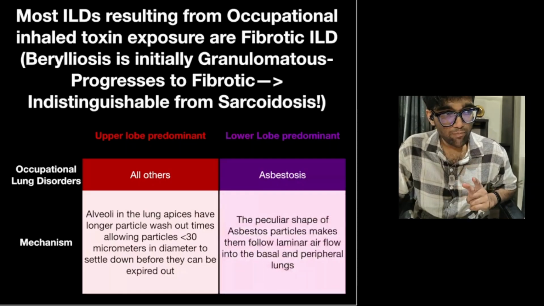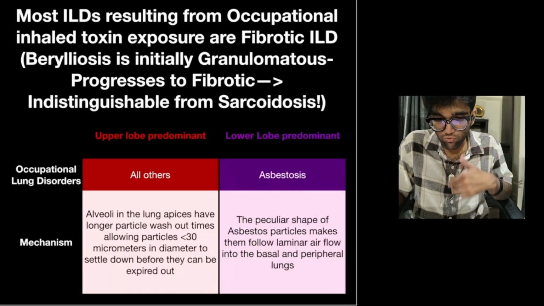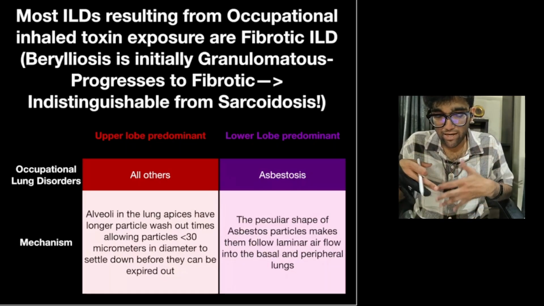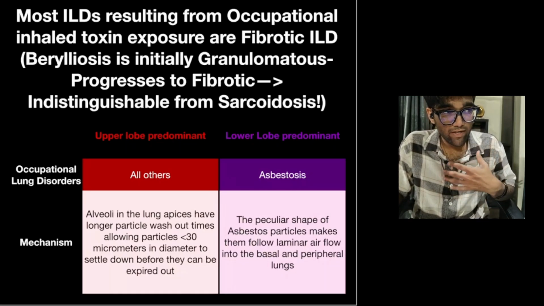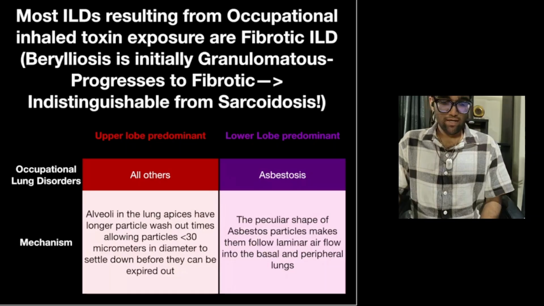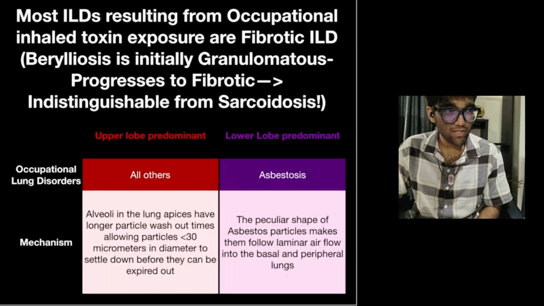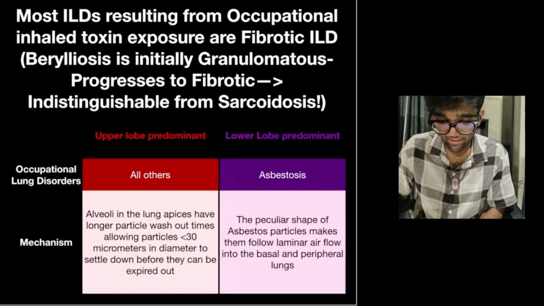Asbestosis is abnormal in this regard, because the particles have a very specific, very streamlined aerodynamic shape, and that causes them to follow the laminar airflow, and as a result go towards the lung bases and the periphery of the lung. So other than asbestosis, every other occupational lung disorder ends up affecting the upper lobes of the lung. Berylliosis specifically induces a granulomatous response, and that can make it look very similar to sarcoidosis, and we'll be discussing that at a later date.